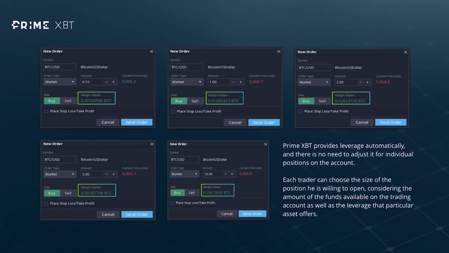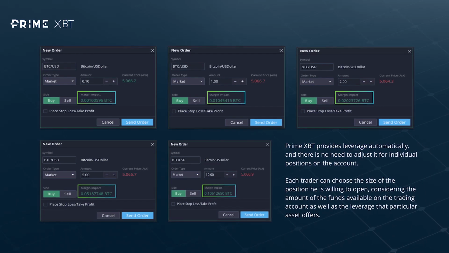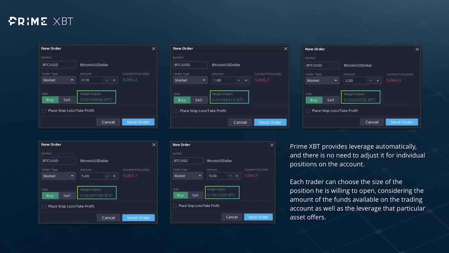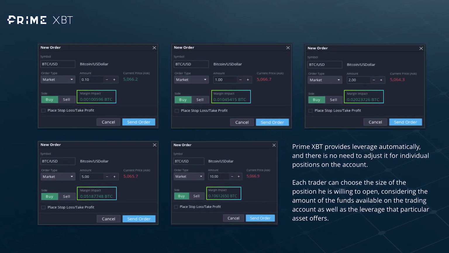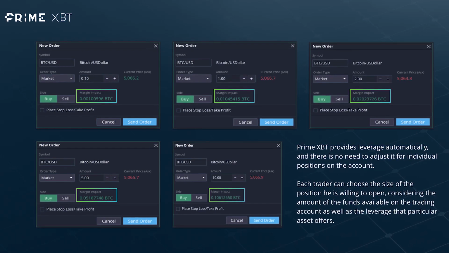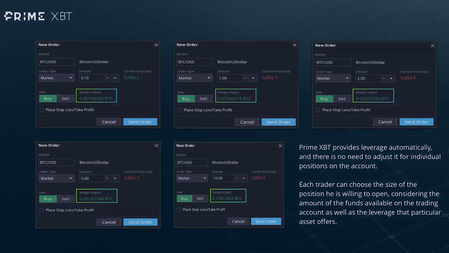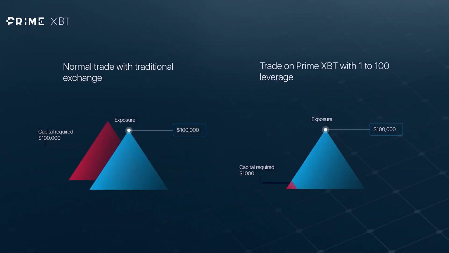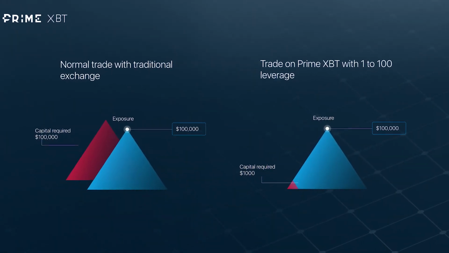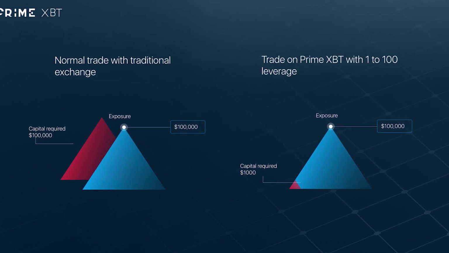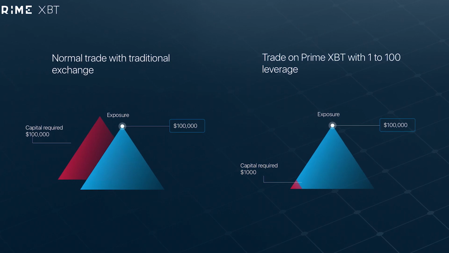PrimeXBT provides leverage automatically, and there is no need to adjust it for the individual positions on the account. Each trader can choose the size of the position he is willing to open, considering the amount of the funds available on the trading account as well as the leverage that particular asset offers. For example, if your trading account has a Bitcoin balance equivalent to $1,000, you can open a maximum position of $100,000 using leverage of 1 to 100.